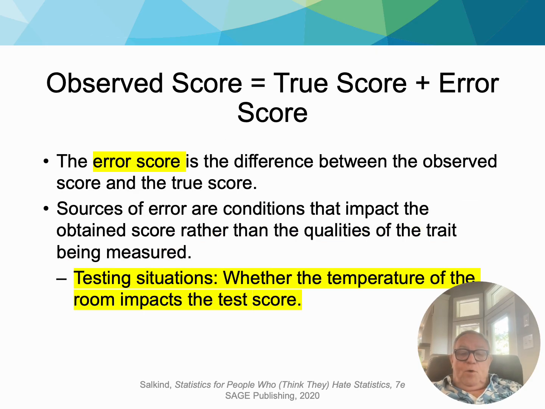The observed score equals the true score plus the error score. So the error score is the difference between the observed and the true. Sources of error are conditions that impact the obtained score rather than the quality of the trait being measured. So in testing situations, whether the temperature of the room was too hot or too cold, that might affect the test score.